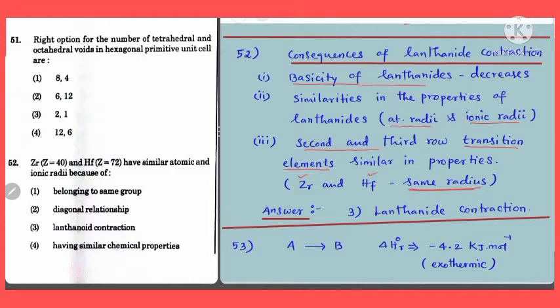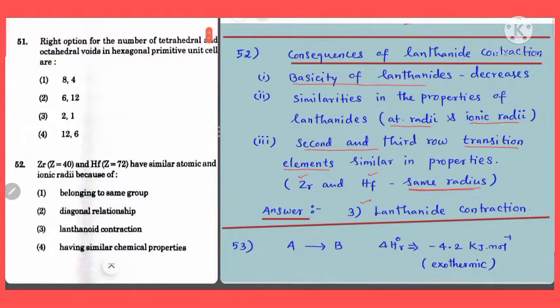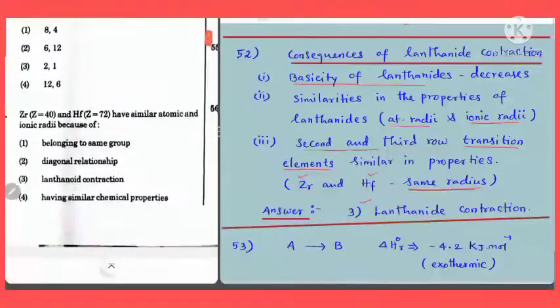Actually, when you move from zirconium to hafnium, going down the group, the atomic radius is supposed to increase, isn't it? Whereas zirconium and hafnium have almost the same radius. This is only because of lanthanide contraction. So the answer for question number 52 is option 3, lanthanide contraction. Okay, right. Now let us go for the next question.